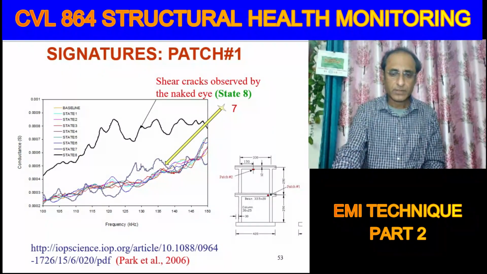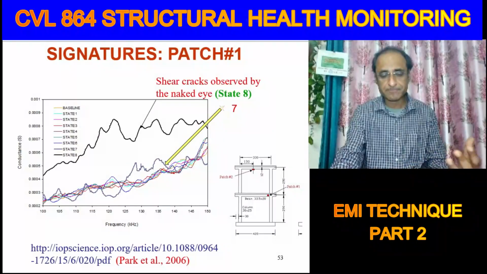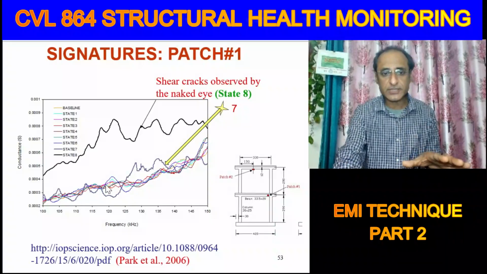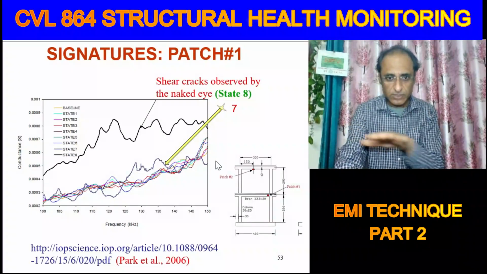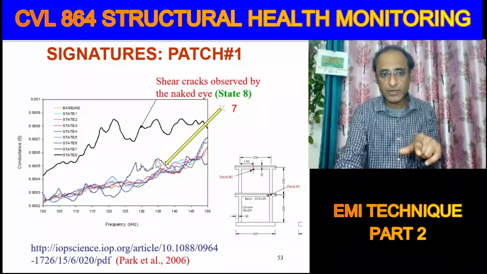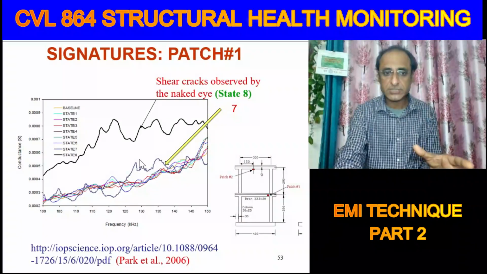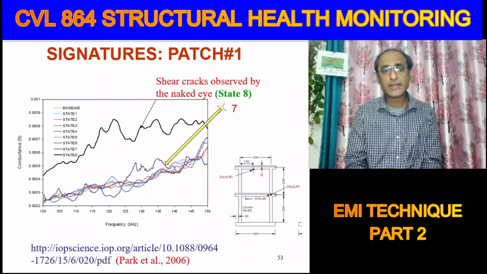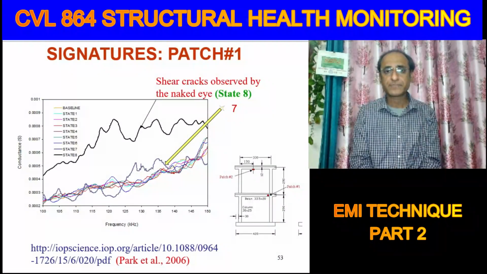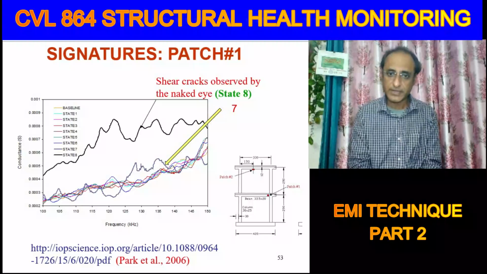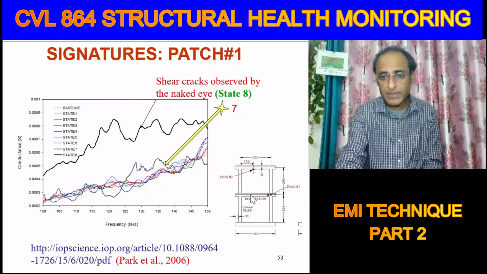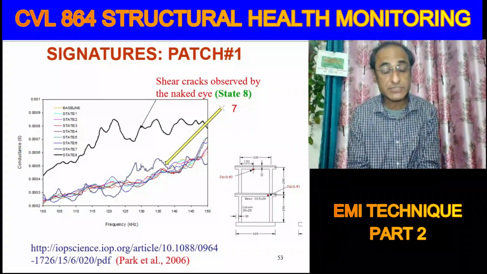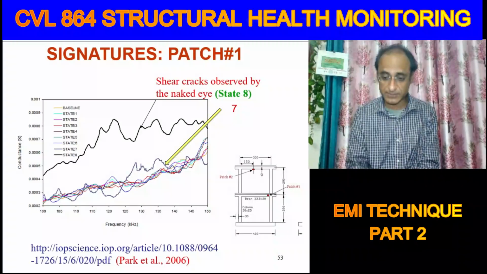So we could see that at 7, sorry, it was not downward shifting. Till state number 6, there were minor changes in the signature. From 7 onwards, there was a large identifiable change, and at number 8, it was a very large change. The cracks were visible here also, at state number 8. So this is the beam column junction. Here the possible damage or crack type was shear cracks.